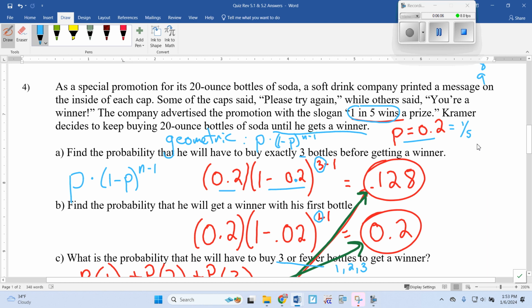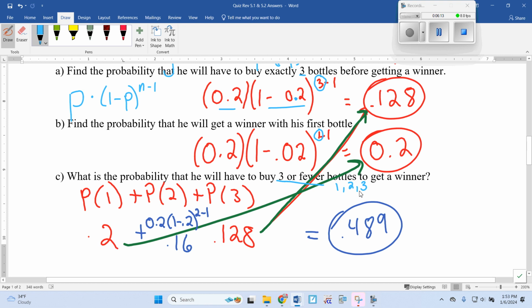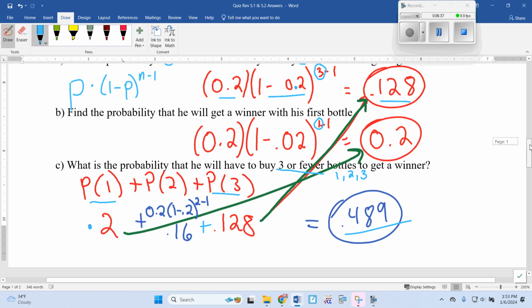And you can't have your first success without ever doing a trial. So for geometric, they always start at 1. You can't get a 0. You can't make your first basket if you never shot a basket. So now if we want 3 or fewer, we have to find the probability of 1, that's 0.2. The probability of 3, that was 1.28 up here. And then the probability of 2, we got to figure out the formula. We add all these together, and we get 0.489.